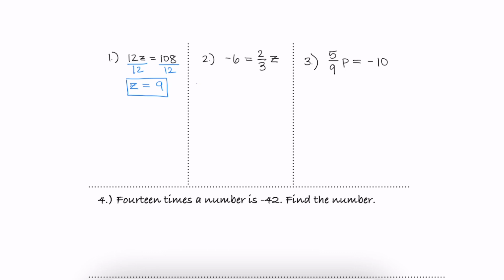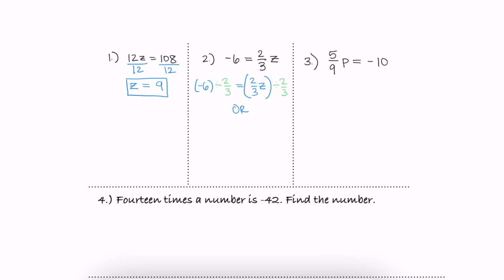You could either do -6 divided by 2/3 equals 2/3z divided by 2/3, or you could multiply by the reciprocal.